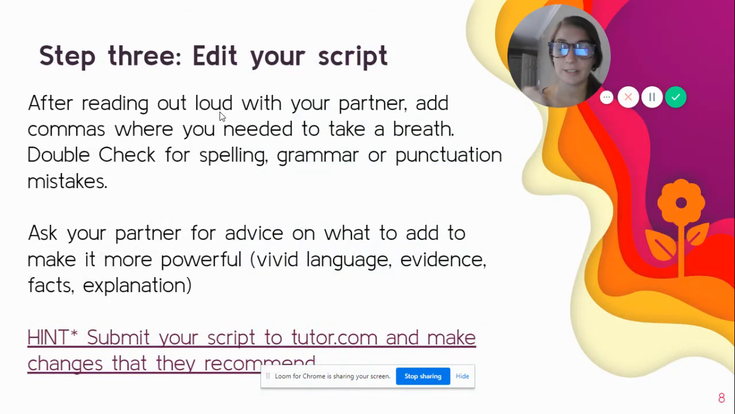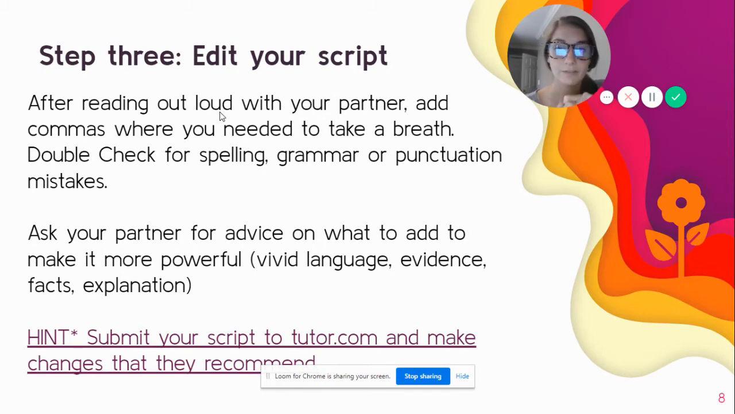After you've written your speech, it's time to edit your speech. So you're going to read it out loud to your partner in a breakout room in class. And then after reading it out loud with your partner, add commas where you needed to take a break. So as you're reading, if you're feeling like, oh man, this is a long sentence, I need to catch my breath, you should probably add a comma or split that sentence in half into two different sentences. That's a sign that it is either a run-on sentence or you forgot to add a comma. Double check for spelling, for grammar, for punctuation mistakes. Those will affect how you say it out loud.